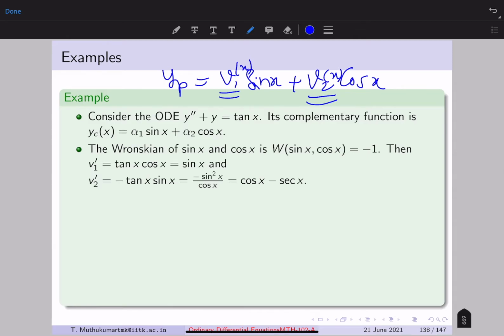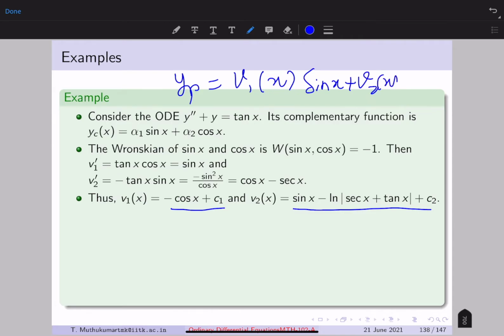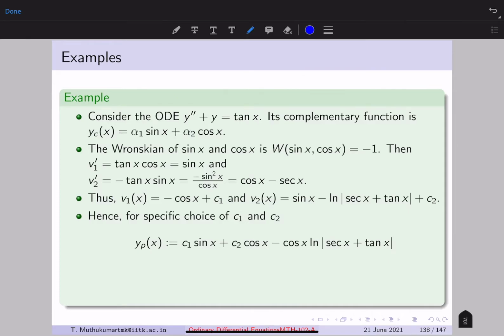right? If we use this formula, we compute that v1 prime is sin x and v2 prime is cos x minus secant x. Okay, so using this, if you integrate, you get v1 as minus cos x plus some constant, and v2 as sin x minus log secant x plus tan x plus some constant. Now, since you want a specific solution, you just choose whatever constants you want, c1 and c2. So use this information for v1 and v2 in your equation for yp, which is v1(x) sin x plus v2(x) cos x. So if you use that information, you get that yp is this.